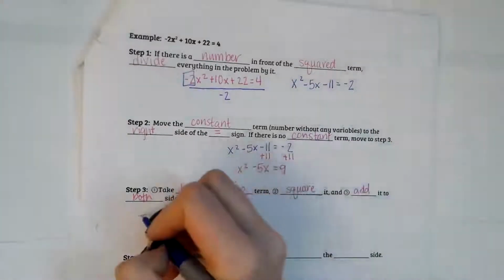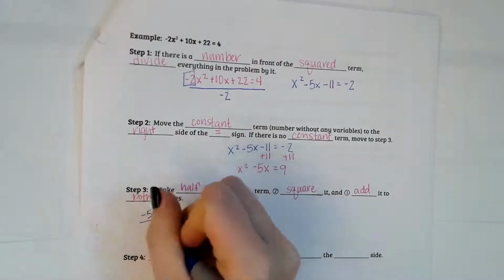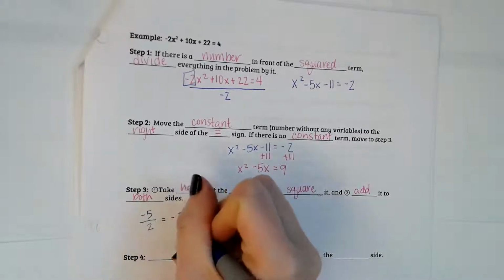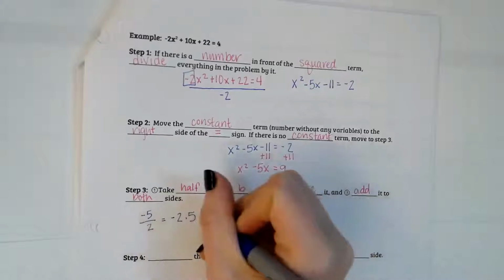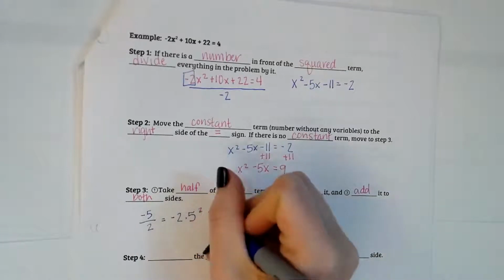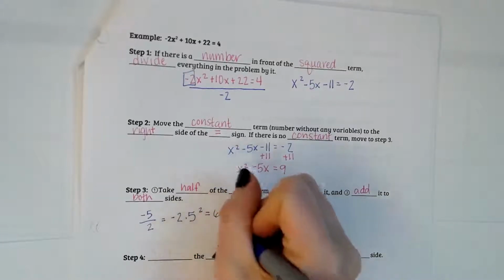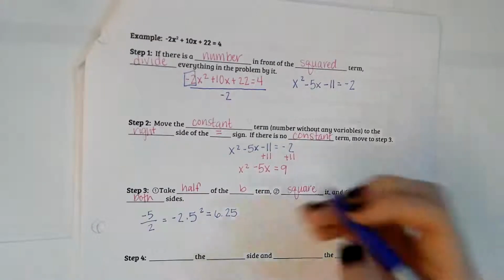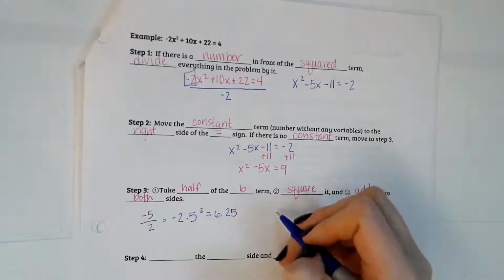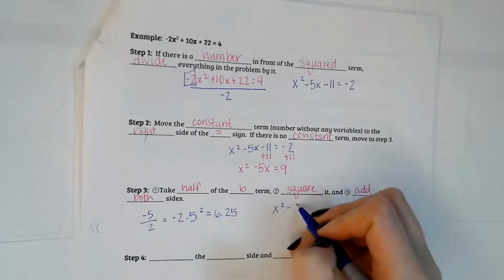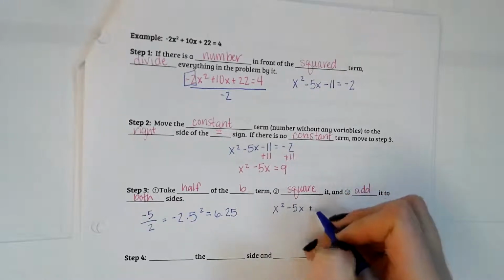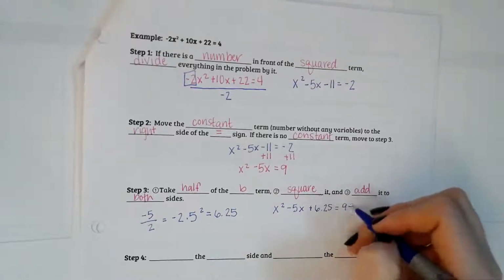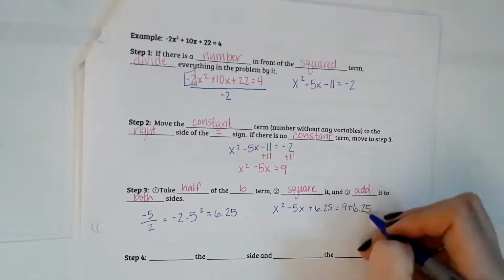So our b is negative 5, and we're going to divide that by 2. So that's negative 2.5. Then we're going to square it, which equals 6.25. So now we're going to add that to both sides of our equation. So x squared minus 5x plus the 6.25 equals 9 plus 6.25.